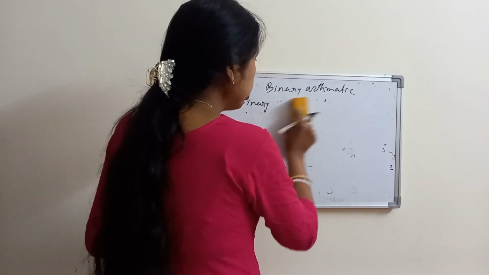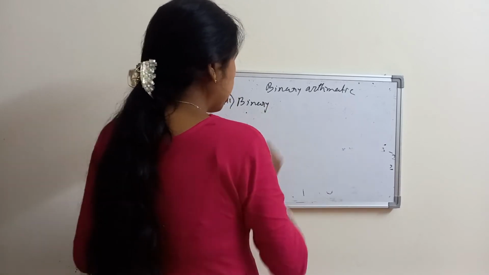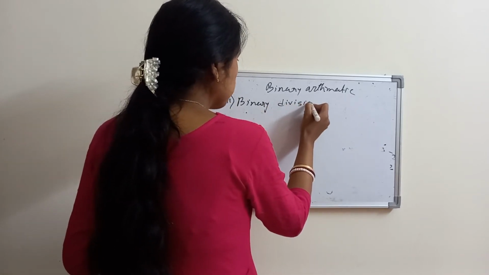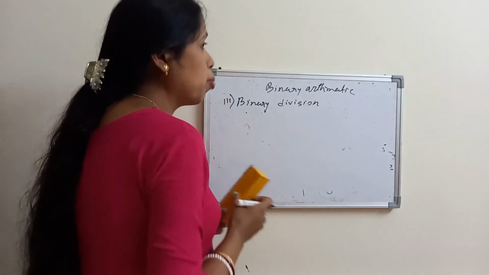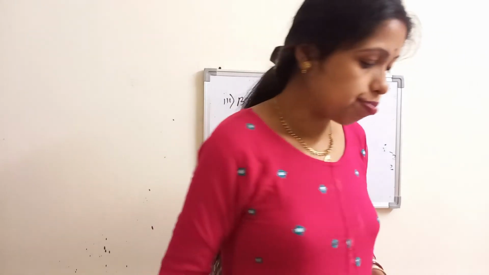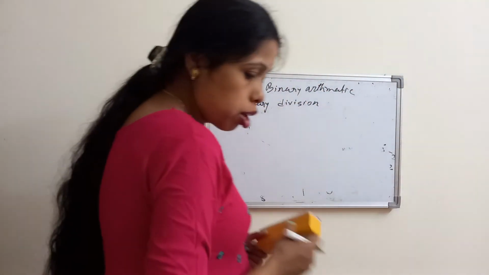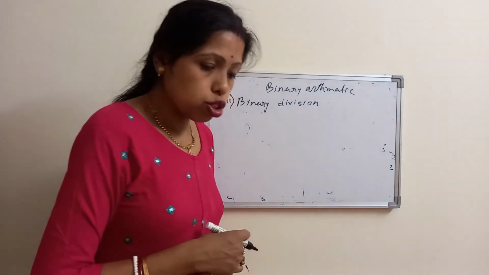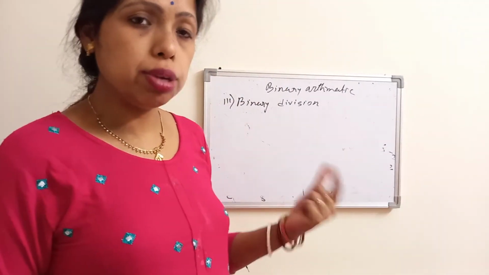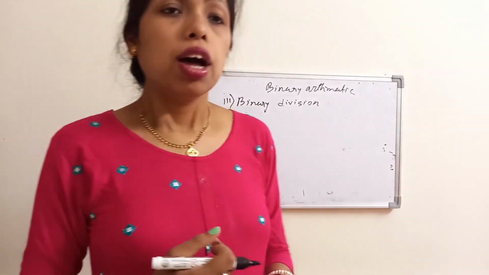So next is binary division. Binary division is a little bit different. When dividing one binary number by another, if the number is divisible, then you will get the result 1. If the number is not divisible, you will get the result 0. Now I am taking one example. With this example, I will show you how division is possible in binary arithmetic operations.